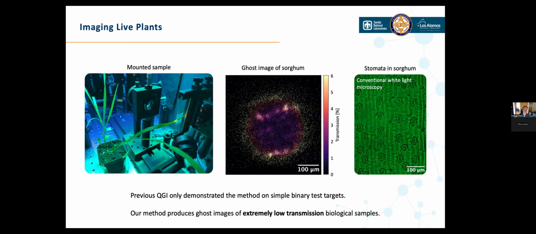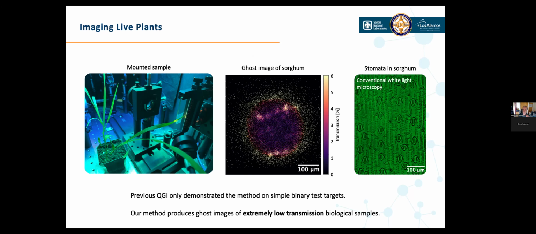This is very obvious: we're just going to put the plant in there and see what happens. So you can see part of the microscope there. All we did is put the leaf in the field of view and then record a ghost image. The ghost image here, first of all, I'm showing a transmission contrast between 6% down to a background of about 1%. So this is very different from that binary target that I just showed before, which is 100% or 0%. This is 6% down to 1%.